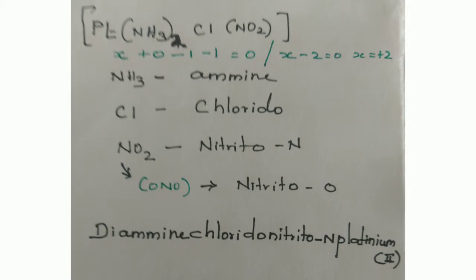Now we have to calculate the oxidation number. For platinum, X; amine is a neutral ligand, so charge 0. Chloride is -1, nitrito also -1. So X equals +2. So the name is diamine chlorido nitrito-N platinum(II).